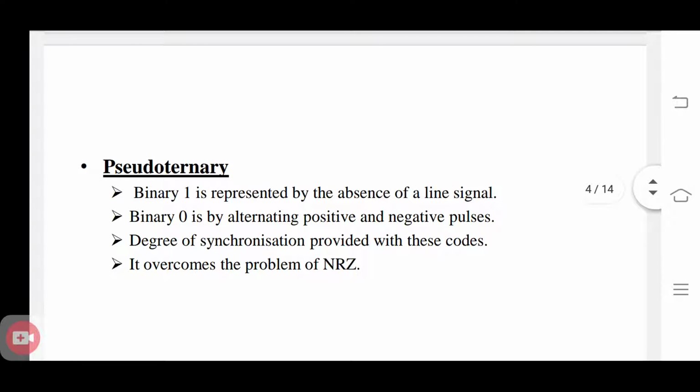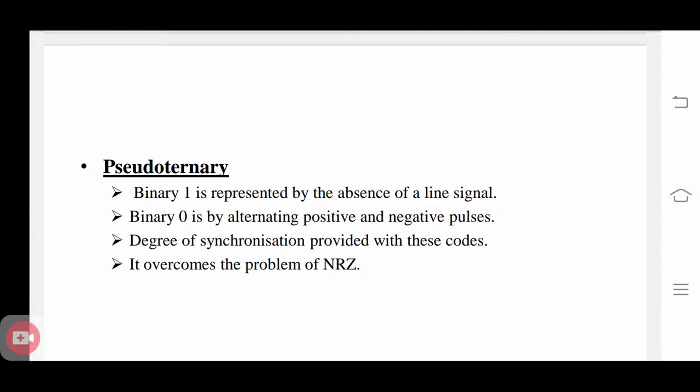Next, we have a second category of multi-level binaries, pseudo-ternary. Here the binary 1 is represented by absence of voltage. Okay, in bipolar AMI, how is it represented? Binary 1 is represented as positive or negative voltage. Okay, here binary 1 is represented as absence of voltage.